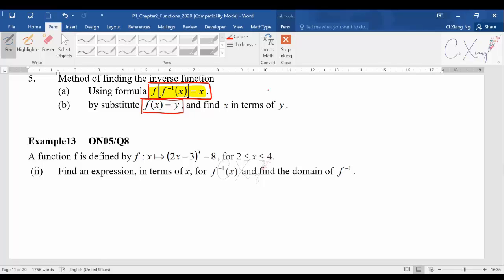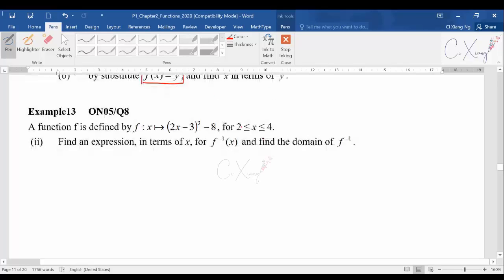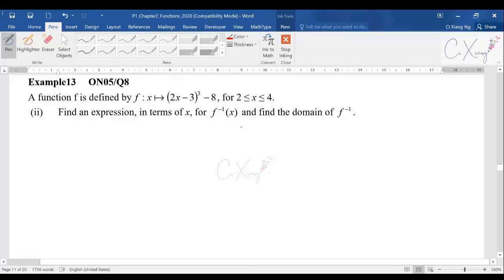Okay, all right, so let's start with a few examples related to inverse function first. Okay, we'll look at example 3. Okay, so for example 3, this is the graph that I'm having.